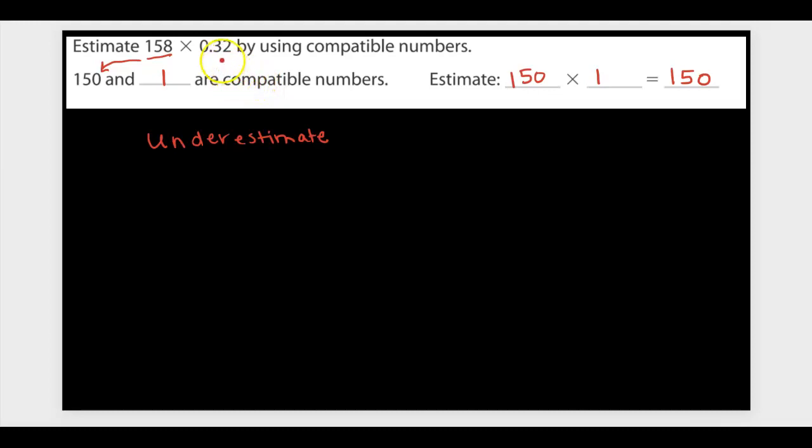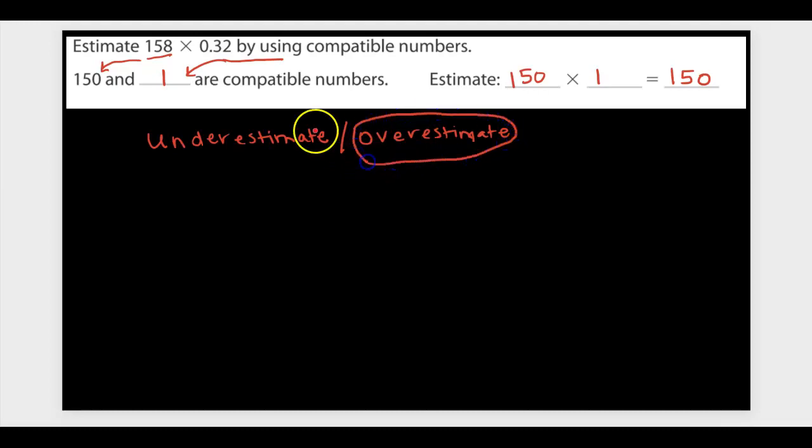But they also rounded 0.32, or used a compatible number, to 1. So it also could be an overestimate. But which one do you think it is the most? Is it an underestimate or an overestimate? I would say that this is an overestimate, and here's why: because there are more numbers between 0.32 and 1 than there are between 150 and 158. So that's how you determine that.